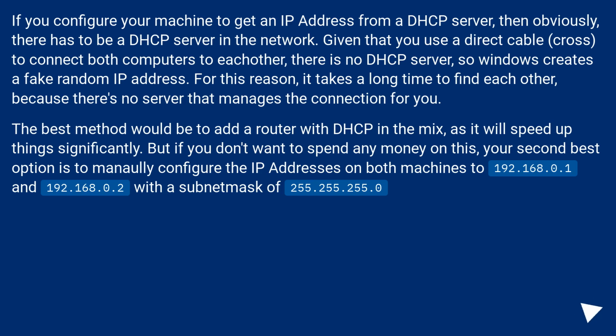The best method would be to add a router with DHCP in the mix, as it will speed things up significantly. But if you don't want to spend any money on this, your second best option is to manually configure the IP addresses on both machines to 192.168.0.1 and 192.168.0.2 with a subnet mask of 255.255.255.0.